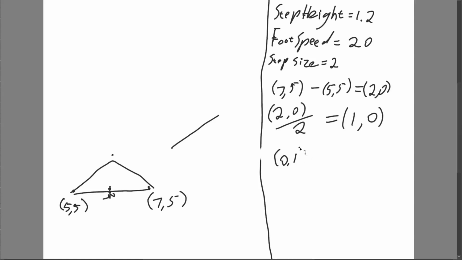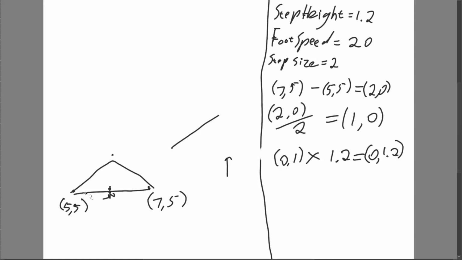And we do 1 here to get a vector that points straight up. Then we times it by our step height, which is 1.2, which actually gives you a vector of 0, 1.2, like this. That means we have a vector pointing straight up with a magnitude of 1.2. So where does this leave us?